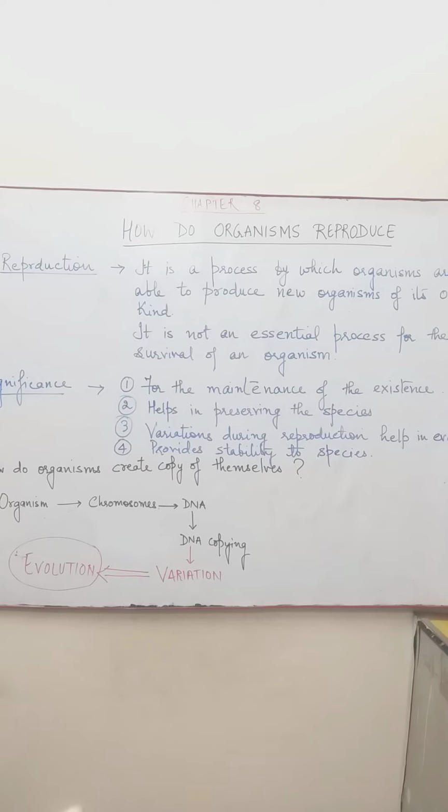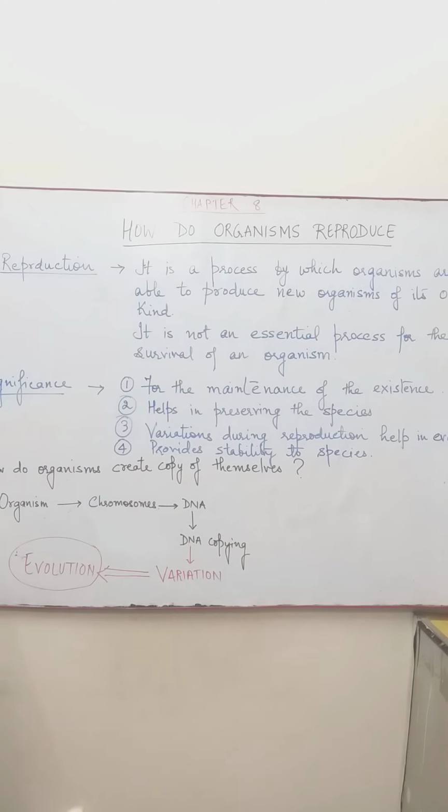Reproducing organisms are similar to each other, and that's why they are capable of reproducing and producing their own type. So it helps in preserving the species. There are many examples: some species have become extinct because there was no suitable method of reproduction for the continuation of that species.